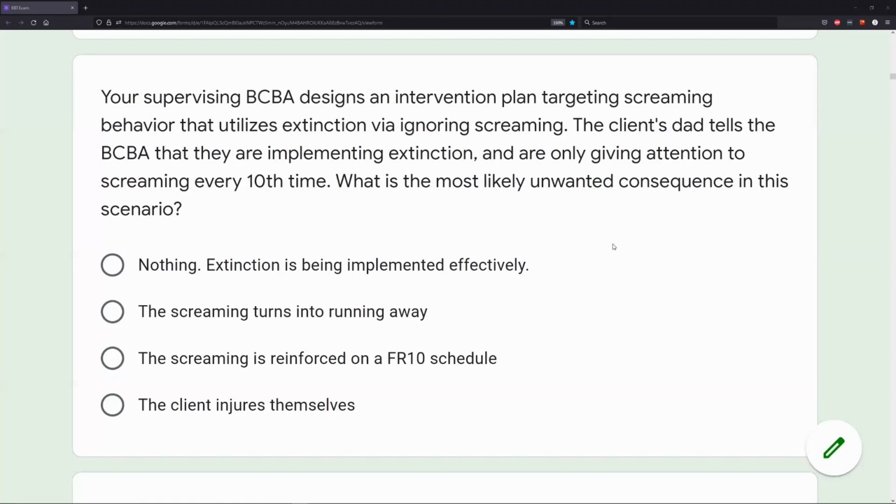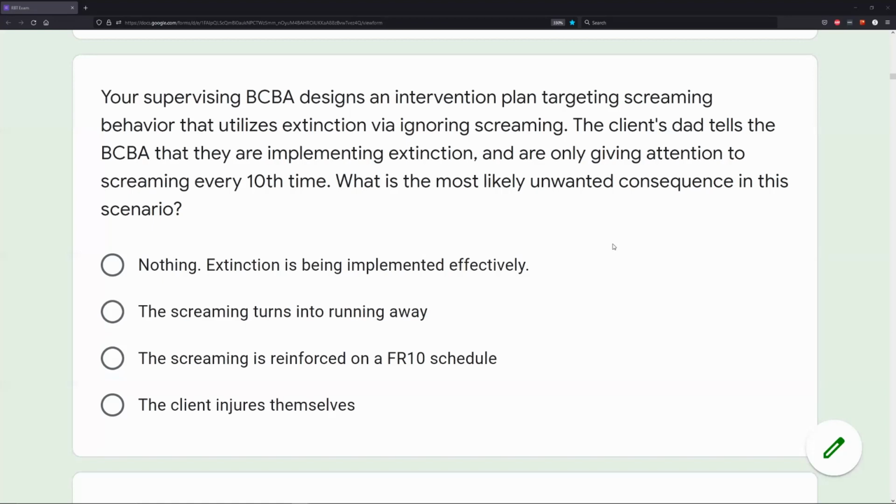B, the screaming turns into running away. Now that's a big leap from screaming to running away. There's nothing indicating in this question that screaming is going to turn into running away. This is most likely not going to be our best answer. Only use the information they give you.